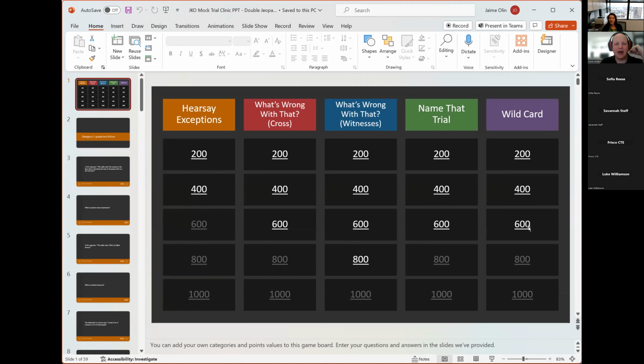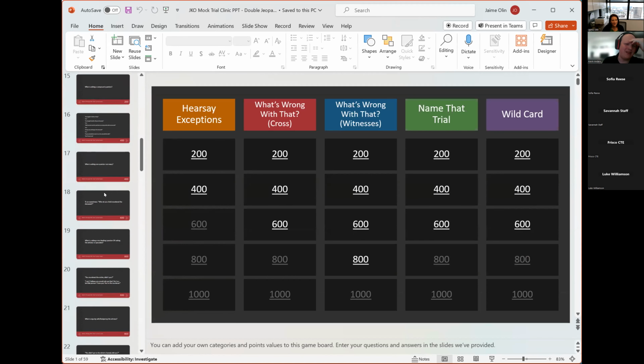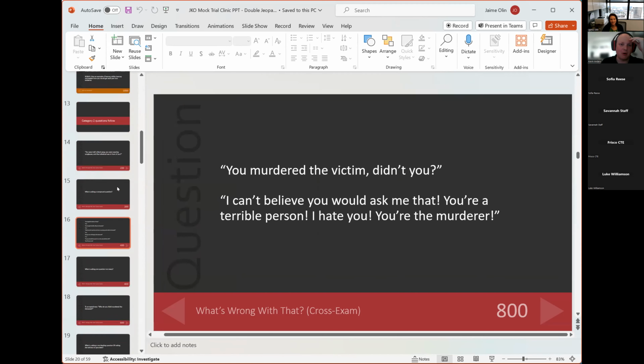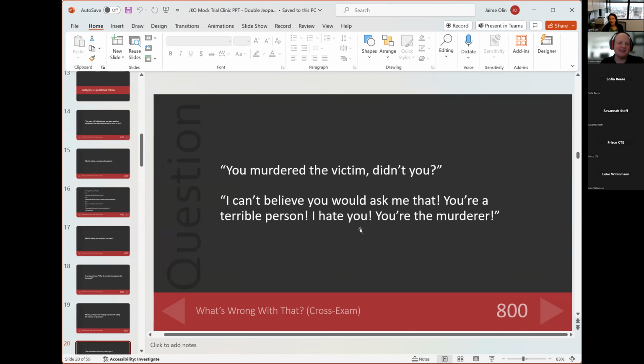Could you go back to that? So, Jamie, do you think that this would also be an example of unfair extrapolation, for saying you're the murderer, if the witness is saying that to the attorney on cross? Yeah, I think the question is probably really unfair too, to use on cross. I mean, it's the ultimate issue in the case. Right. So that would be a problem for the cross-examining attorney to ask it like that.